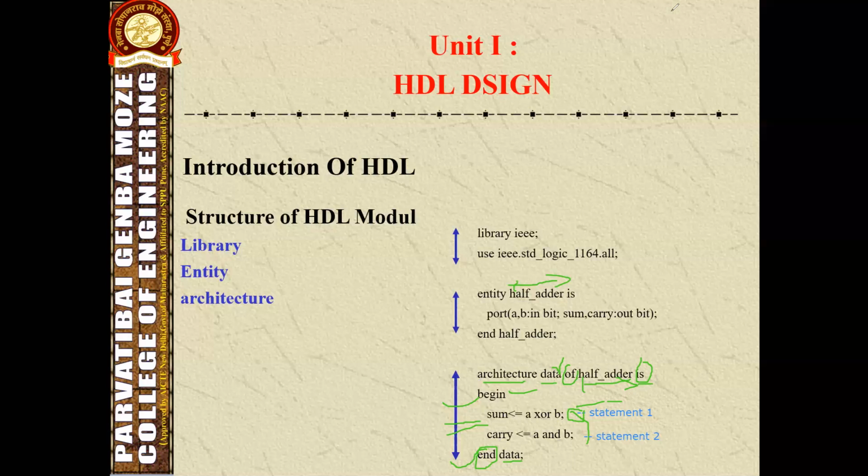So this is the structure of an HDL model. Any VHDL program should contain these three parts: one is the library, second is the entity, and third is the architecture. So this is enough for the day. In the next lecture, we will see the port types in VHDL. Here, A and B are input ports, and sum and carry are the output ports. There are many other options like buffer and in out. We will study these ports of VHDL in the next lecture.